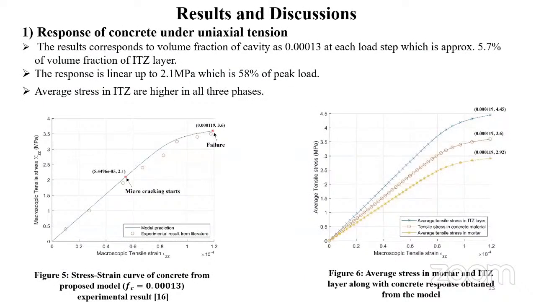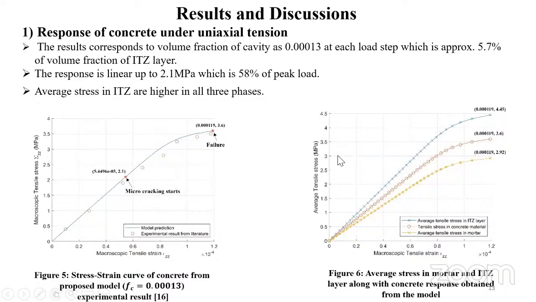So talking about the results obtained, the first result is the response obtained by the proposed model. The model shows a perfect result for the calibrated value of volume fraction of cavity as 0.00013, which is approximately 5.7% of the volume fraction of the ITZ layer present around the aggregate. The micro cracking starts at 2.1 megapascal, which is 58% of the peak load.